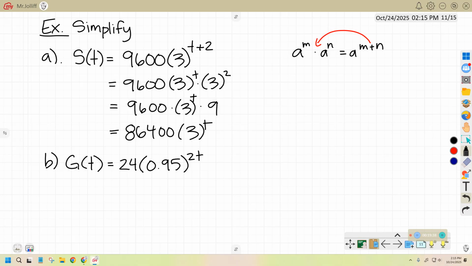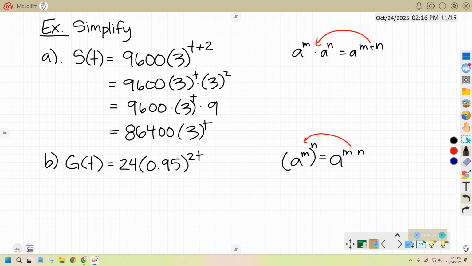G of t equals 24 times 0.95 to the 2t power. That is 2t, which means 2 times t. That's another one we've seen. Yeah, very good, Gerardo. Power of a power, but now we want to take it and go in reverse.